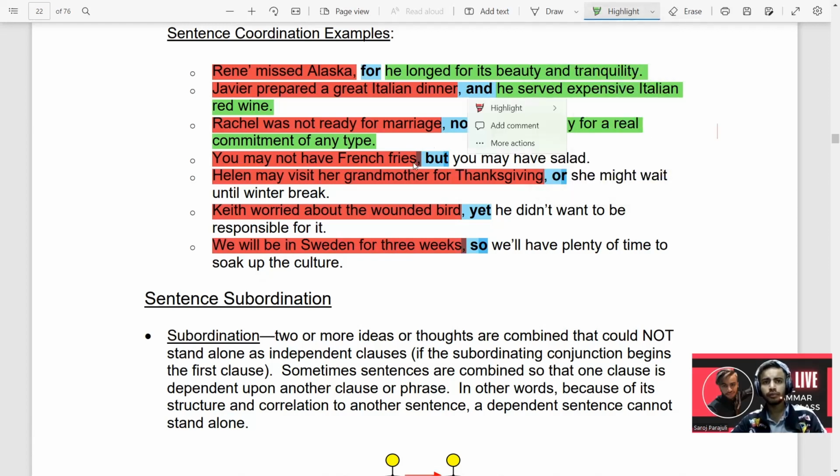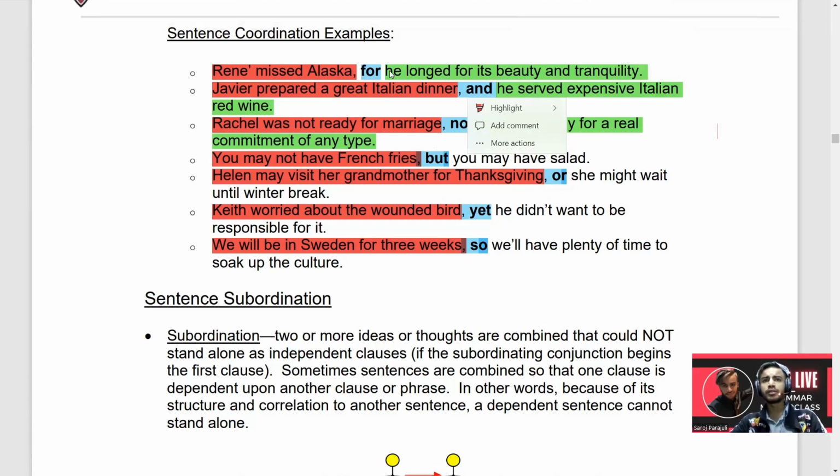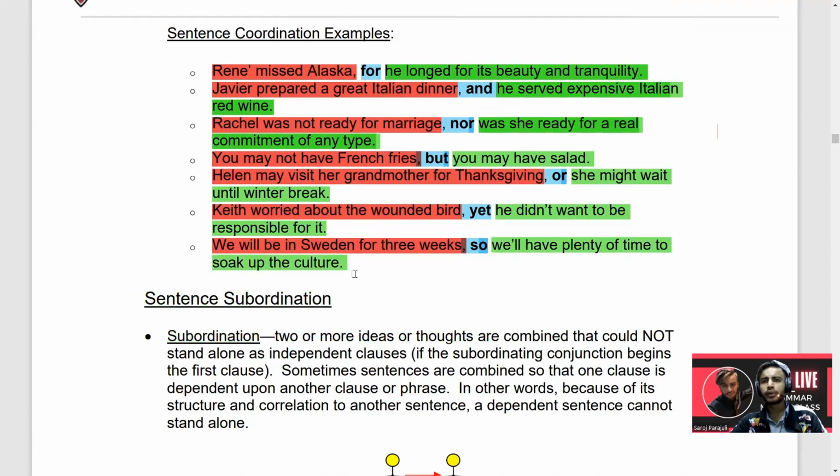Okay, you can see he longed for its beauty and tranquility. He served expensive Italian red wine. And another, was she ready for real commitment at any time? And you may have salad. Okay, she might wait until winter break. He didn't want to be responsible for it. We will have plenty of time. Now let's try to understand what I'm trying to say.